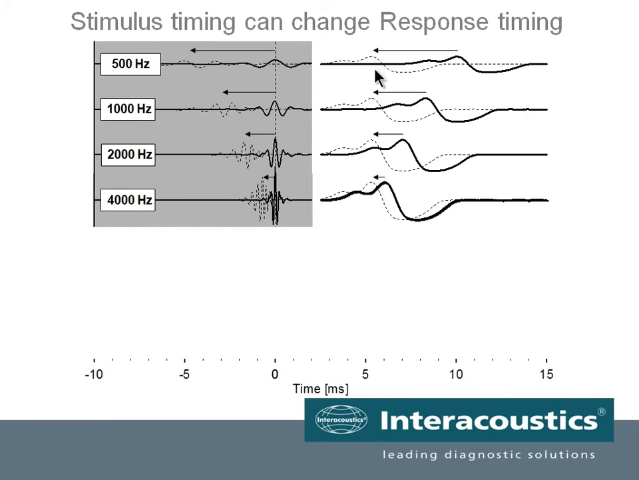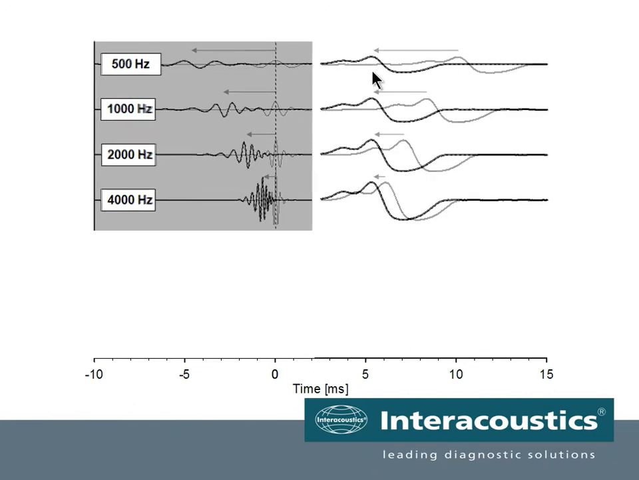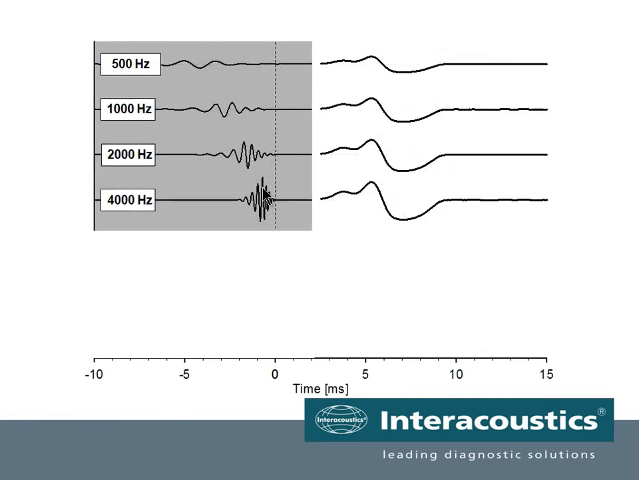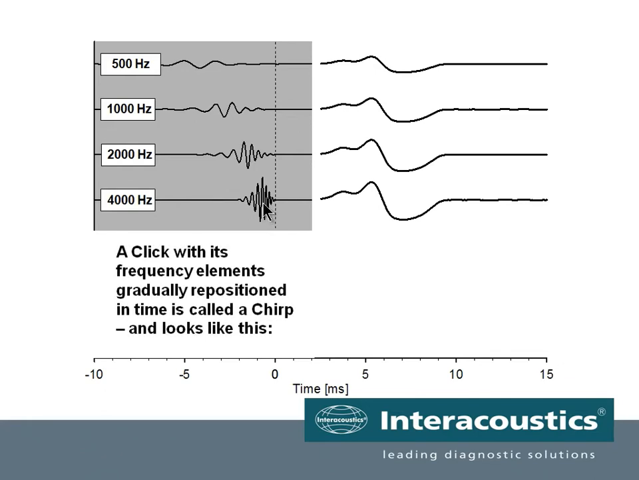This could be interesting, so let's indeed try that. Let's try to create a stimulus that has subcomponents that are indeed positioned in this way in time. When we do that, we get a stimulus that in technical terms is called a chirp.